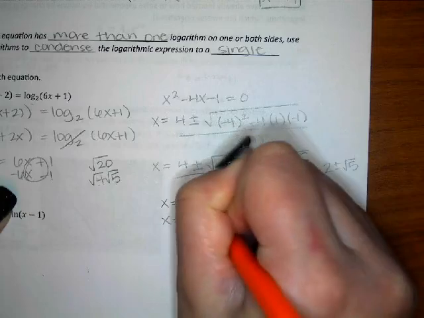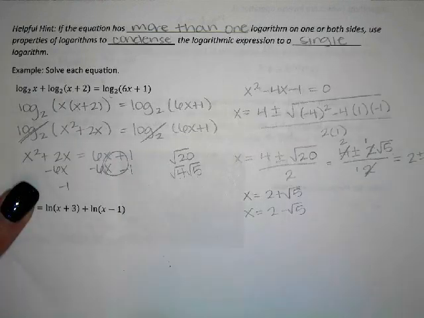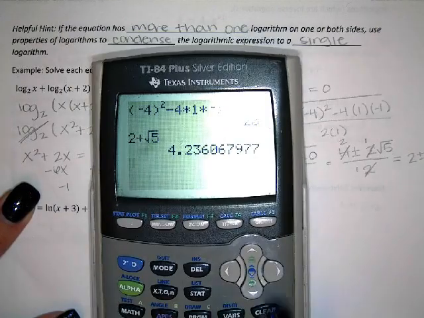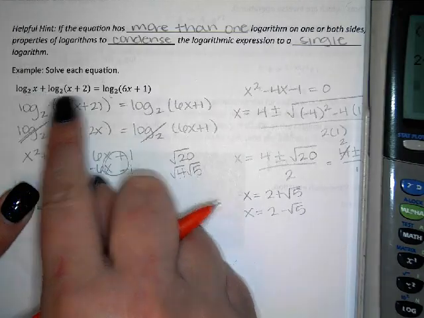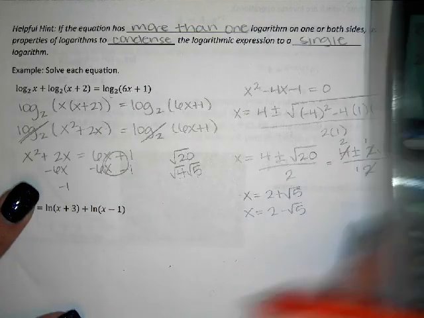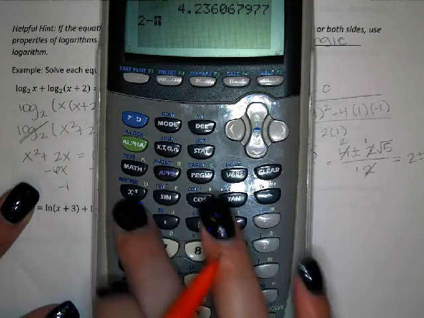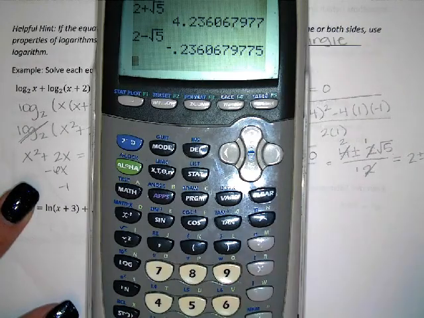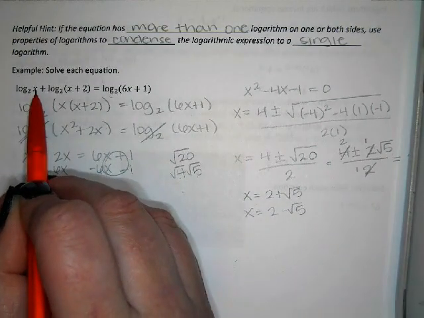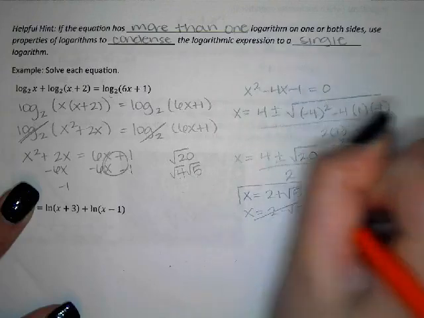And I have to think about what would happen if I go back to the original equation and plug them in. Would I be taking the log of a positive or a negative number? So 2 plus root 5 is 4.2. So if I plug in 4.2 here, that's fine. 4.2 plus 2 is fine. 6 times 4.2 plus 1, that's fine. So 4.2, this first answer, that's a good answer. That's going to work. 2 minus root 5 is negative 0.2. So for the second one, negative 0.2, when I go to plug it in right here, it's not going to work. Negative 0.2 cannot be plugged in to the first log. So the first one works, the second one does not.